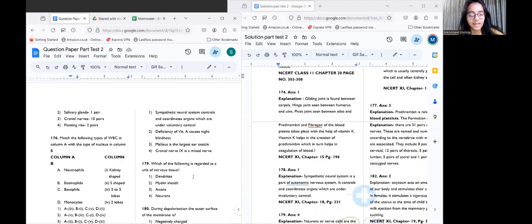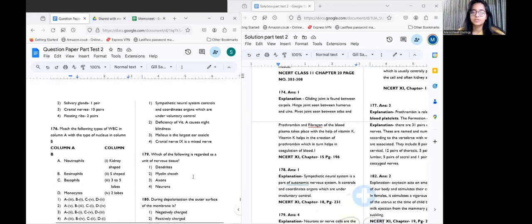Next is 179. Which one of the following is regarded as a nervous tissue? Neurons are known as nervous tissue. We all know this. This is the most basic question that can be asked.